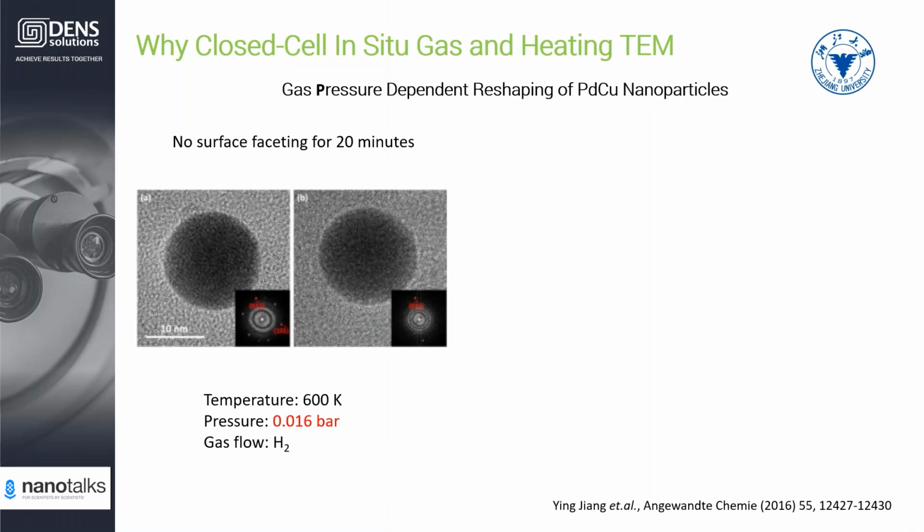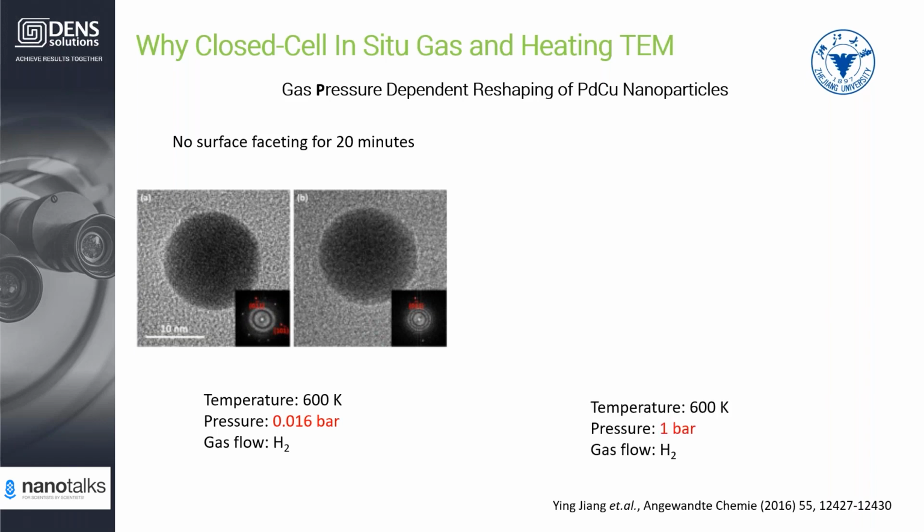As some of you know, environmental TEM can also bring up to about 20 millibar of gas environment into the TEM. Is this already enough? And why do you still need a closed cell in situ gas and heating TEM system? Here is an example of palladium copper nanoparticles changing shape differently under different gas pressure. As we can see here, at 600 K under 16 millibar of hydrogen environment, the palladium copper nanoparticles don't change anything after about 20 minutes.